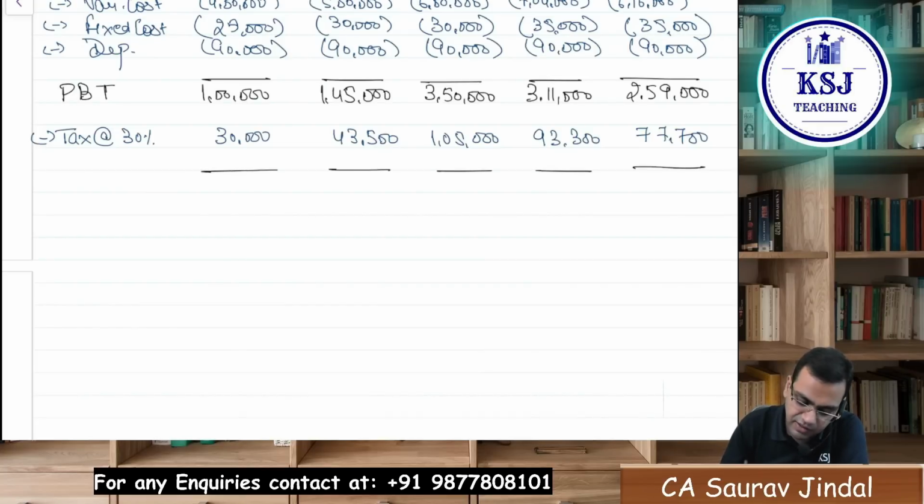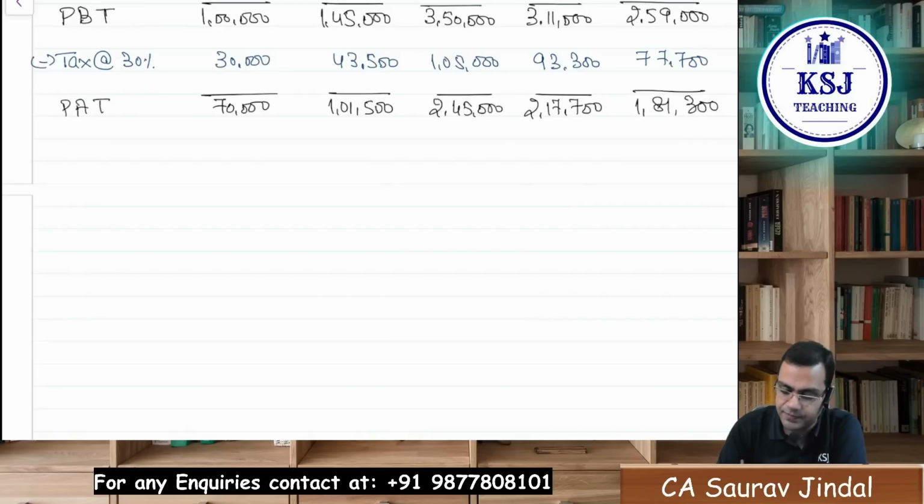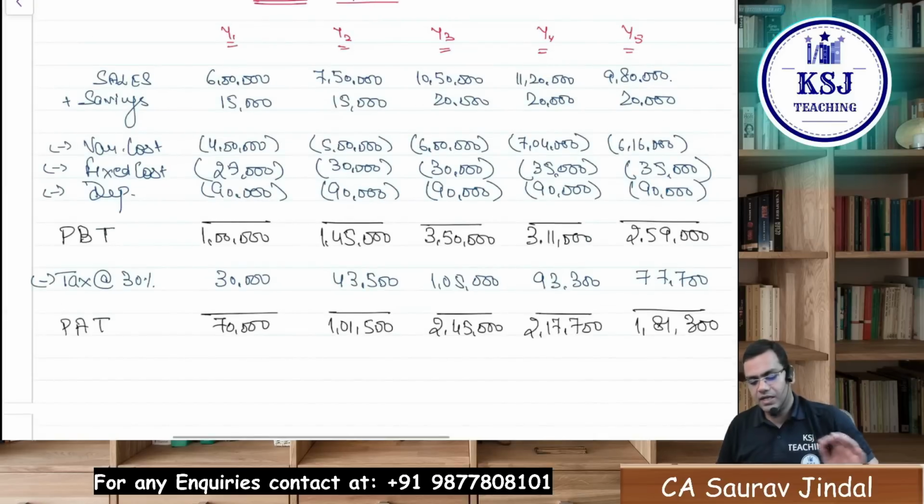So what you will get from here, sir? Profits after taxes, PAT. 70,000 for the first year, then 1,01,500 for the second year, 2,45,000 for the third year, 2,17,700 for fourth year, 1,81,300 for the last year. Right? So we are preparing a simple statement of CFAT, that is cash flows.